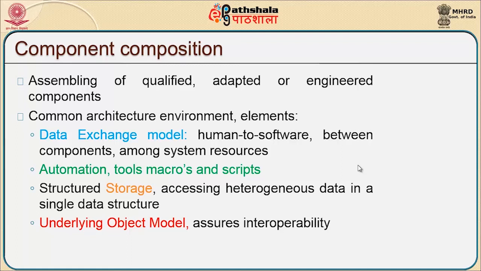Common architecture environment elements include a data exchange model, from the human to the software and between the components among system resources. Whenever we want to make an automation tool, macros and scripts are part of this component based development. We can plan for data management as structured storage, accessing heterogeneous data in a single data structure, and any underlying object model assures complete interoperability.